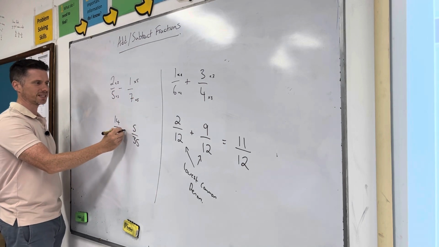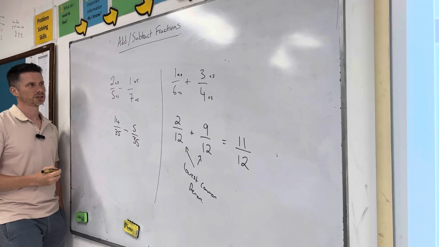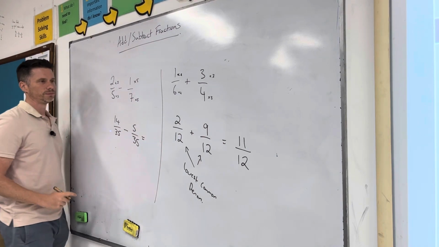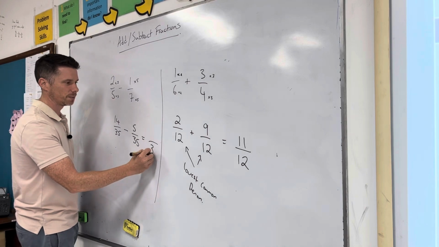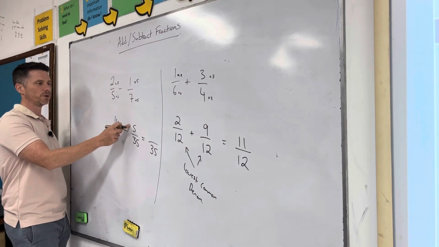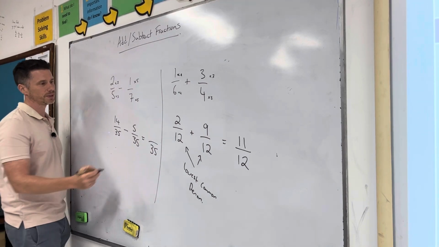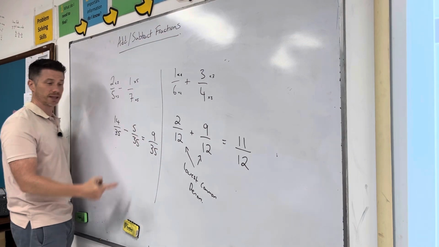What do I put here? It's still a subtraction. Now I can get an answer for it. My denominator does not change once I found the common denominator, but 14 take away 5 this time gives 9. Can that be simplified?